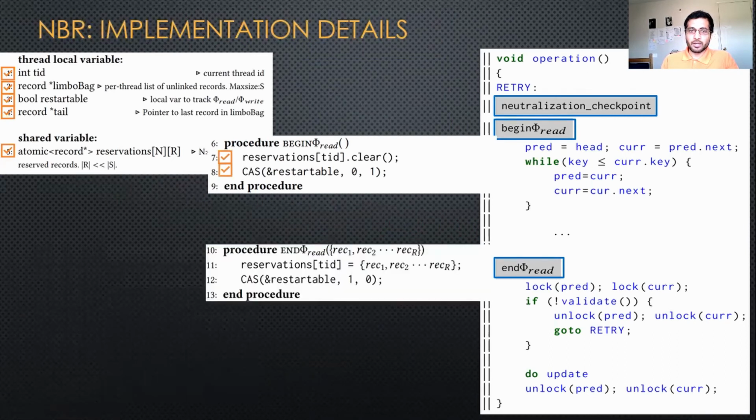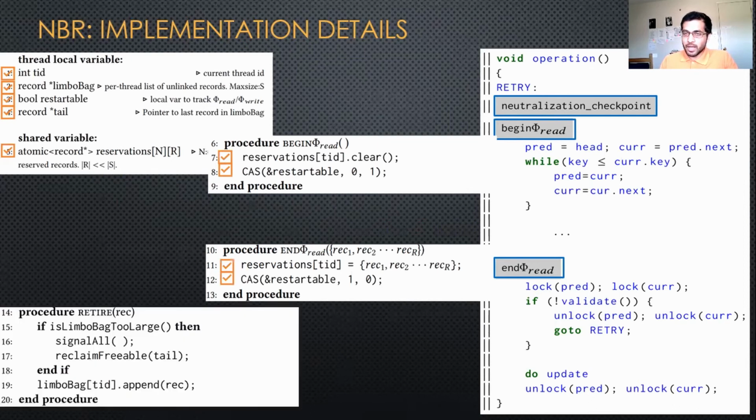In the end read phase function, you pass the records which you have discovered in the read phase and which are required to be protected so that the subsequent write phase could be executed. Right. So you preserve those records and then you execute a cast to set restartable to false. That means whenever there is a signal, it won't restart.